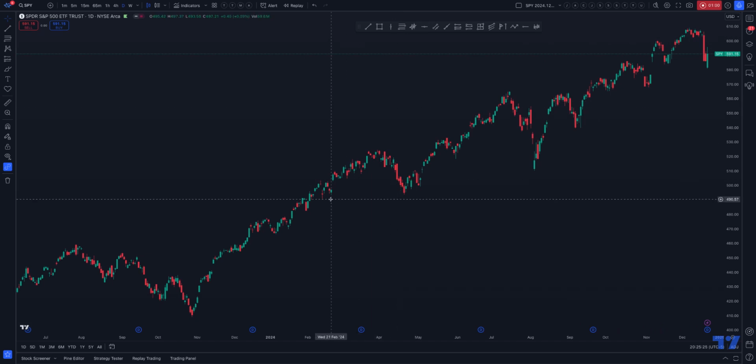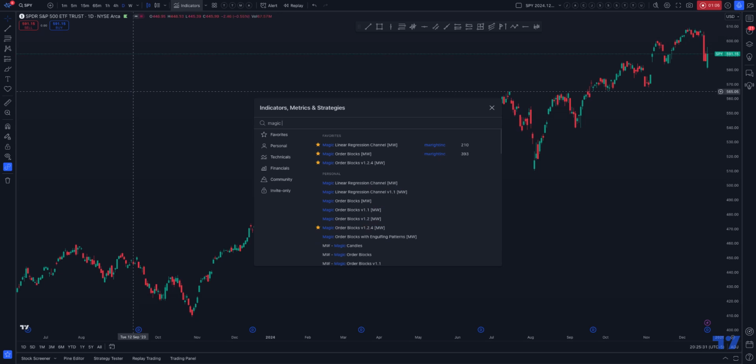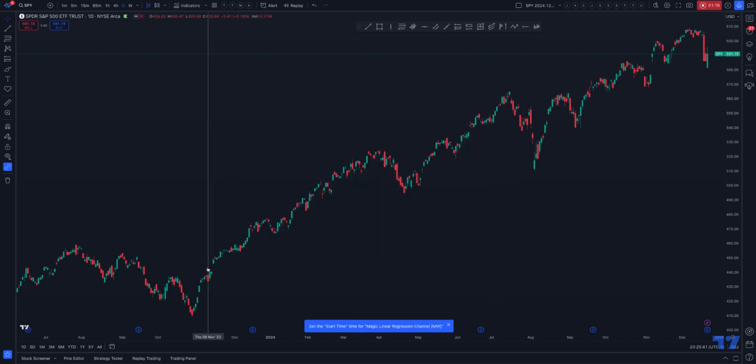So I'm going to start off with a Magic Linear Regression channel like we did before. I'm going to pull that from the indicator, Magic Linear Regression Channel MW at MRight Inc. And we're going to set the start time at this bottom here, this pivot low. And then we're going to set the next one at the next major pivot low.